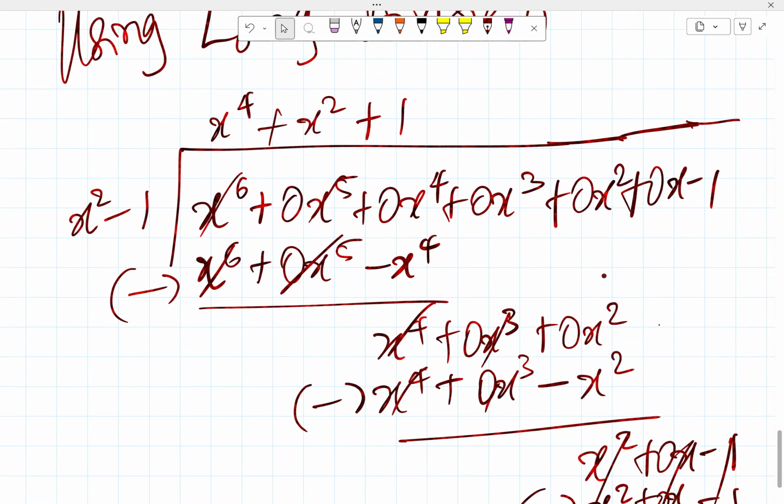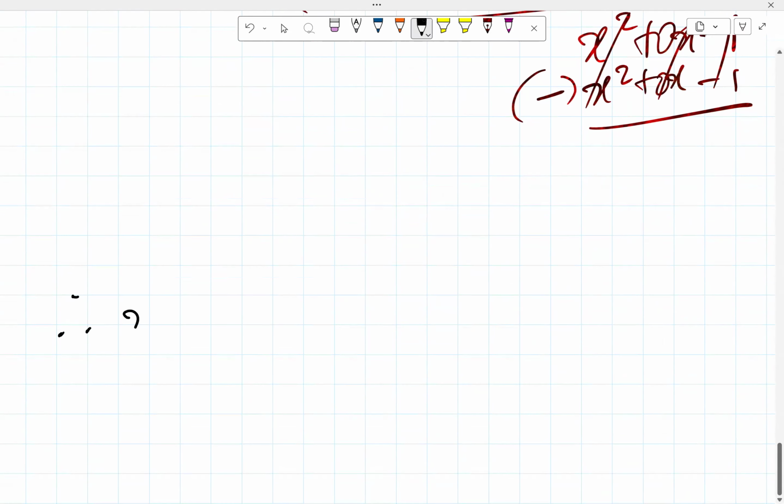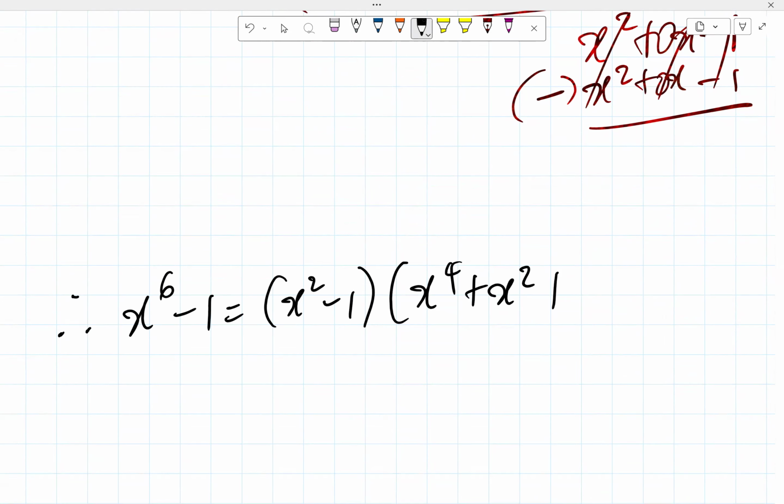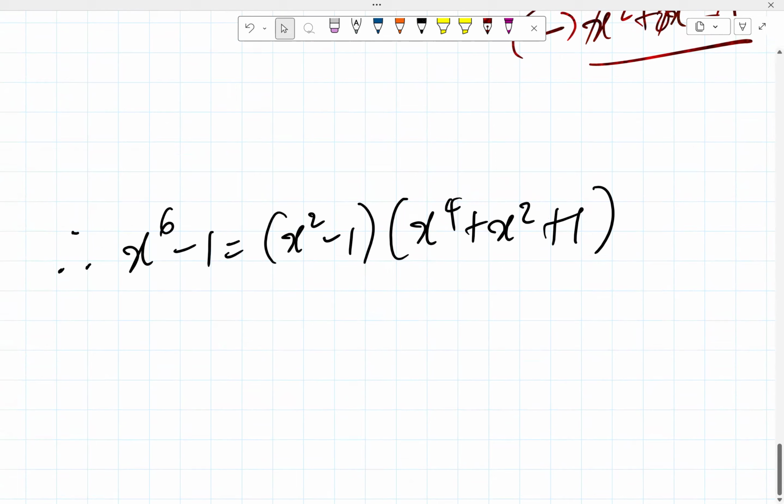So we can then rewrite, therefore, x raised to power 6 minus 1 is equal to x squared minus 1 into x raised to power 4 plus x raised to power 2 plus 1. I think that's what we have, right? So now this one is settled. We don't have a problem with this.